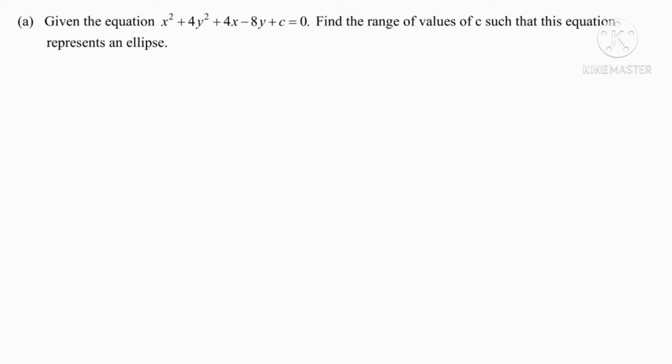Given the equation x squared plus 4y squared plus 4x minus 8y plus c equal to 0, find the range of values of c such that this equation represents an ellipse. So firstly, we are going to convert the general equation of the ellipse into the standard form by using the technique of completing the square.